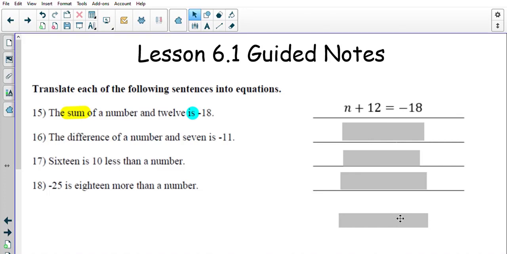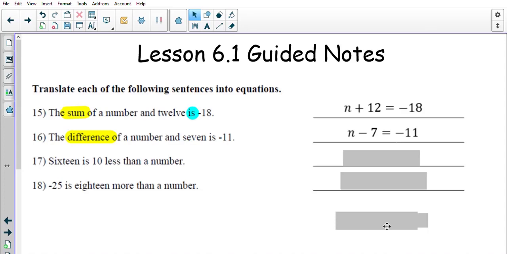In number 16, this one says the difference of a number and 7 is negative 11. We need to recognize that the word difference means subtraction. So we're going to take a variable n minus 7 and set that equal to negative 11. So n minus 7 equals negative 11. Again, just recognizing some of those words from earlier on in the year.